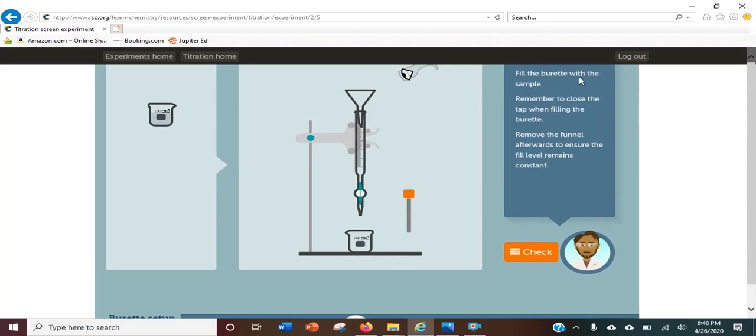All right. So now we're going to fill the burette with the sample. Remember to close the tap when filling the burette. So this is how you close the tap. When it's 90 degrees, it is closed. If it's straight up, then it's open. All right. So remove the funnel afterwards to show that the fill level remains constant. So let's close it first. Now we're going to add the acid and remove the funnel.